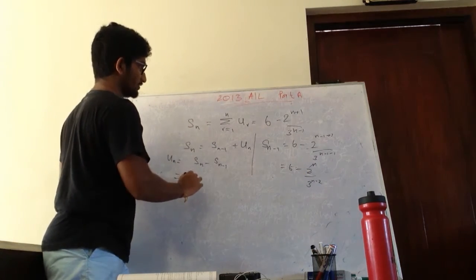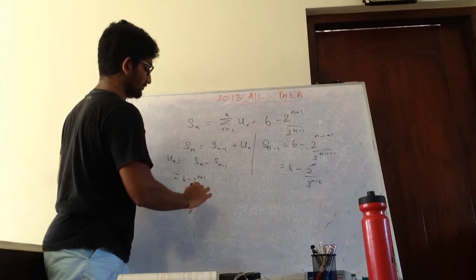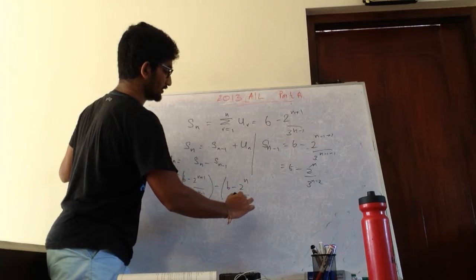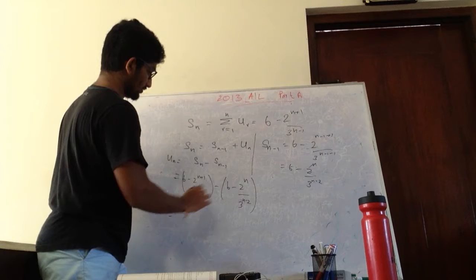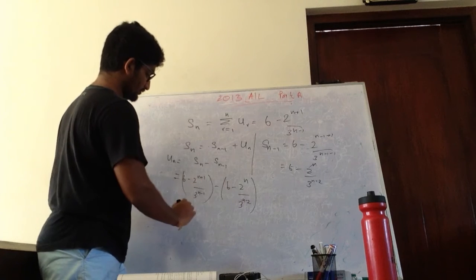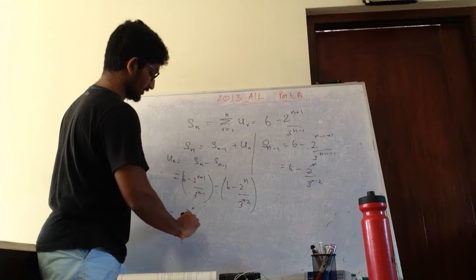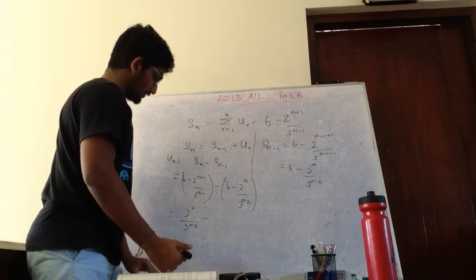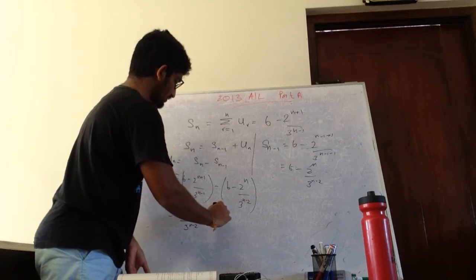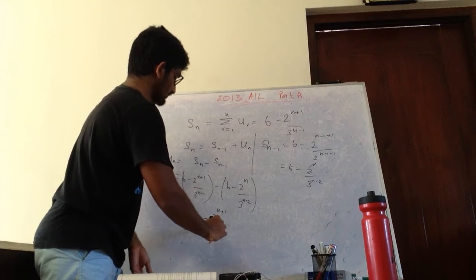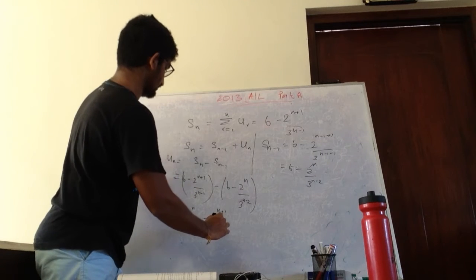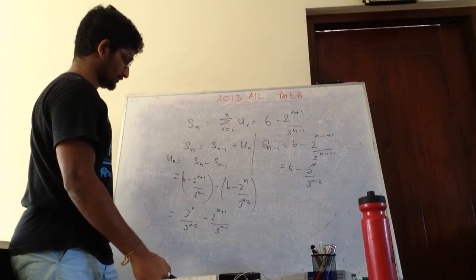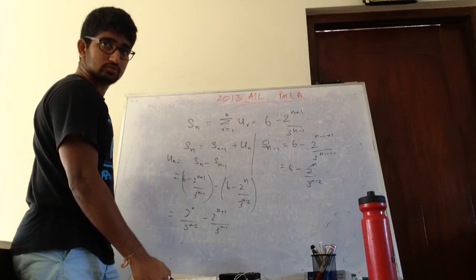So it's going to be 6 minus 2 to the n plus 1 over 3 to the n minus 1 minus 6 minus 2 to the n over 3 to the n minus 2. So the 6 is going to get cut off. It's going to be 2 to the n over 3 to the n minus 2 minus 2 to the n plus 1 over 3 to the n minus 1. Correct, no? Right?